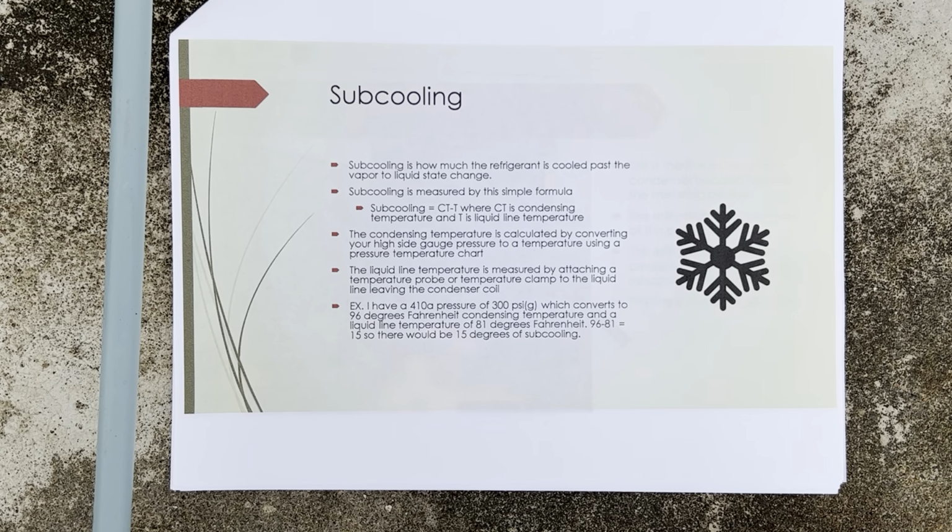Now, where do we get that condensing temperature from? When you go up to a condensing unit, you're going to hook up your gauges, and you're going to get that condensing temperature from calculating the pressure on your high side gauge. Most gauges will have a conversion chart already on them where you can see that condensing temperature. But sometimes you have to go to a PT chart.